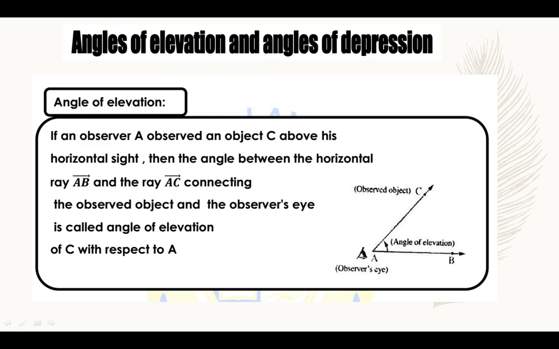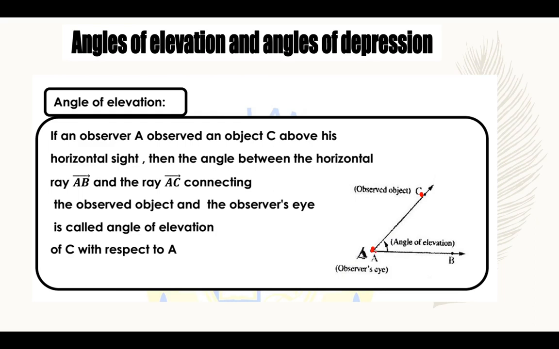Definition: the angle of elevation. If an observer A observed an object C above his horizontal side, then the angle between the horizontal ray AB and the ray AC connecting the observed object and the observer's eye is called an angle of elevation.